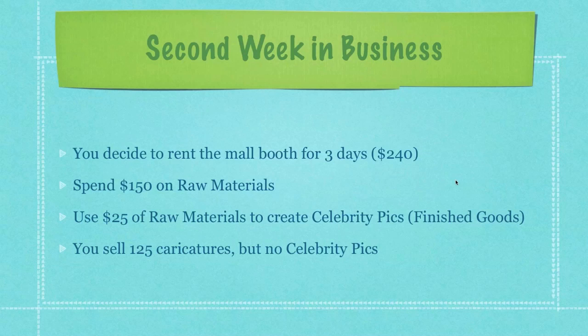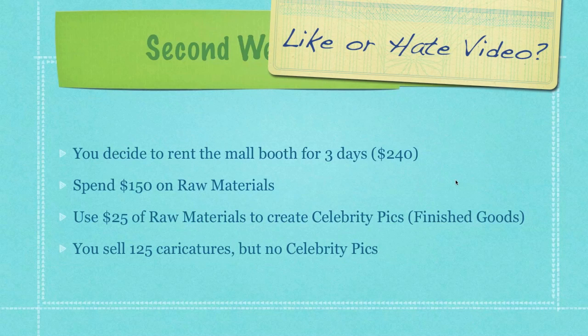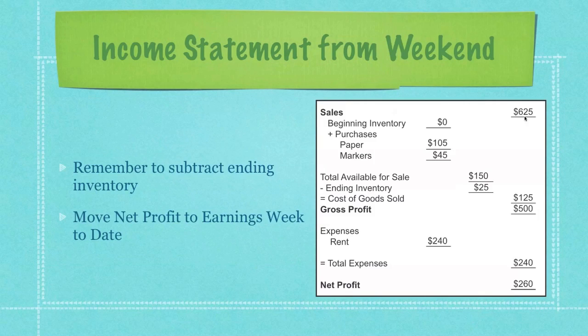You spend an additional $150 on raw materials and use $25 of the raw materials to create celebrity pictures. These are what are called finished goods, like I had mentioned previously. You sell 125 caricatures, but no celebrity pictures. Here you have your total sales of $625.